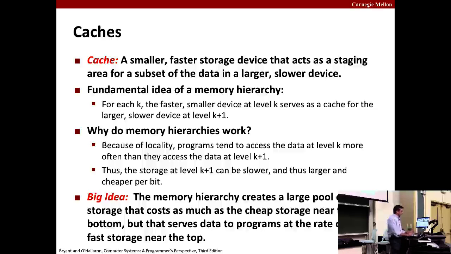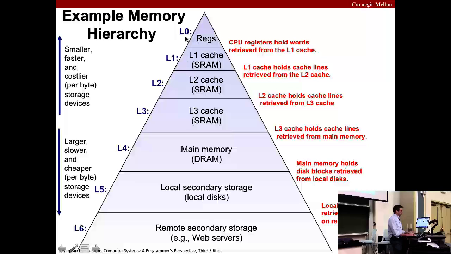Okay, so what we say is that for each level k in the hierarchy, the faster, smaller device at level k serves as a cache for the larger, slower device at level k plus 1. And remember, our levels go from L0, which is the highest, the furthest up in the hierarchy. And as we increase the levels, we're going down the hierarchy.